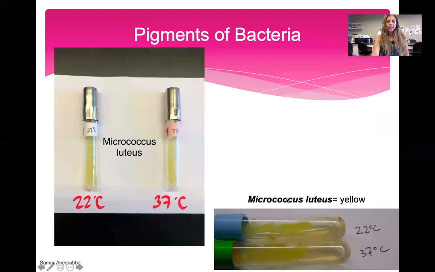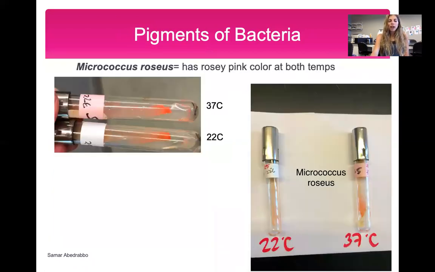Here is Micrococcus luteus at 22 degrees and 37 degrees. It grows at both temperatures and it looks yellow. The pigment that it produces is a yellowish color at both temperatures. Here's Micrococcus roseus, and this bacterium is a rosy pink color at both temperatures. We see a stronger, more intense color at 37 degrees Celsius. So at the higher temperature, the bacteria produces a more intense rosy pigment.